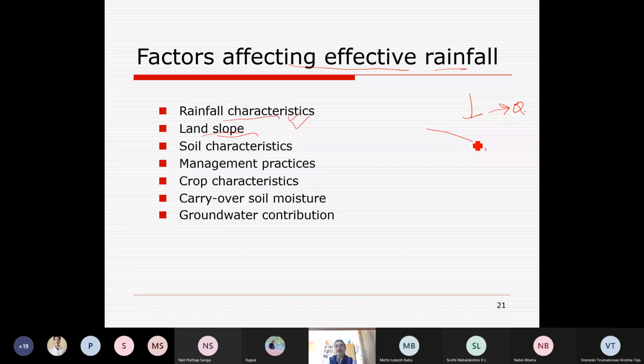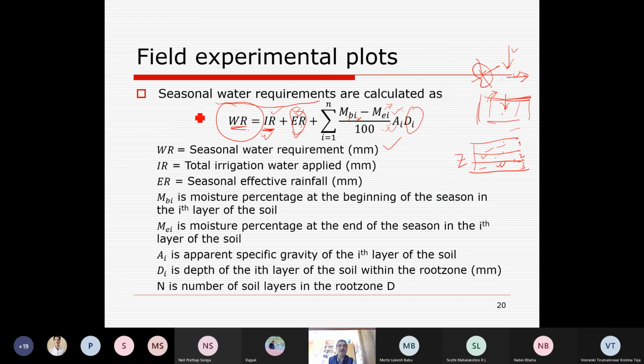Land slope affects rainfall. Soil characteristics, sandy, silty or clay, also affect it. Management practices: if it is bare land, the topsoil may be sealed, so water will move fast as runoff. If it is plowed, it will store water. Crop characteristics, such as a row crop or a randomly grown crop, also matter. These affect effective rainfall along with the initial soil moisture and groundwater contribution from the ground in that area. These are the factors affecting the effective rainfall estimate for finding the seasonal water requirement of the crop.